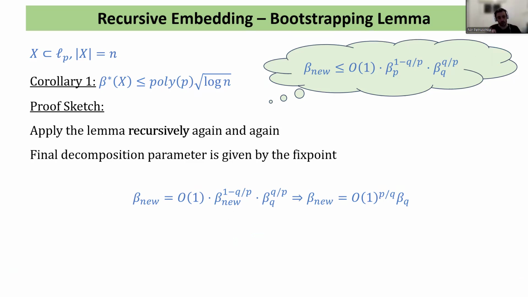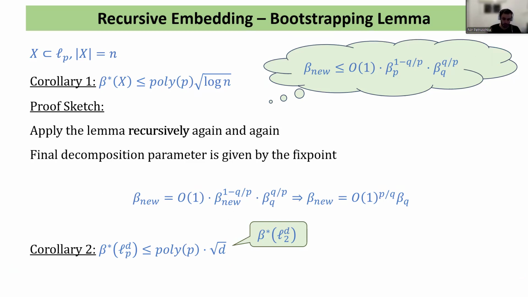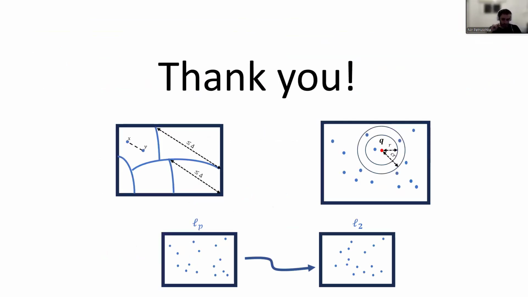And I want to note that you can actually do it also for LP, not just finite point sets in LP. And you can actually also match what we know in LP to what we know in Euclidean space. And that's it. Thank you very much.